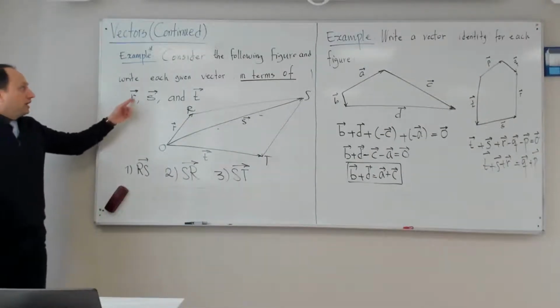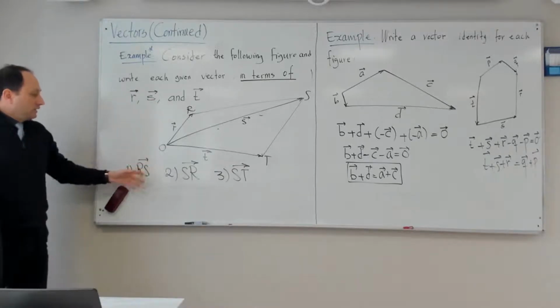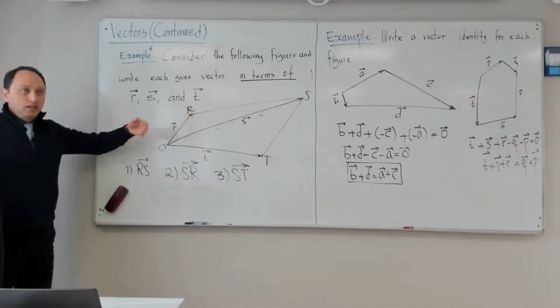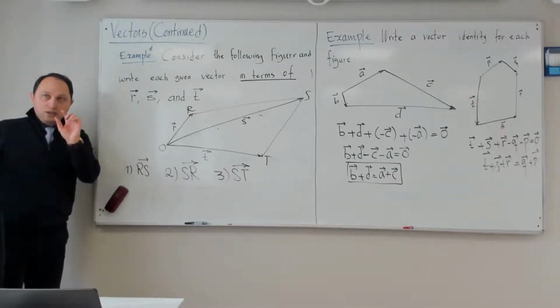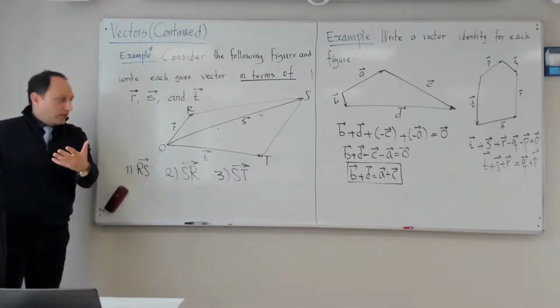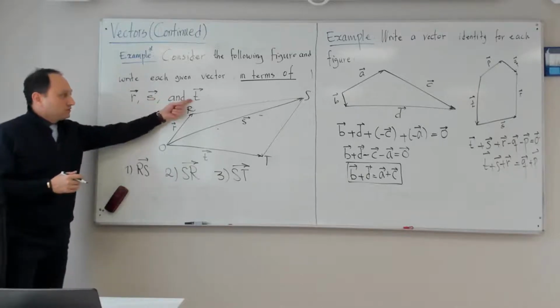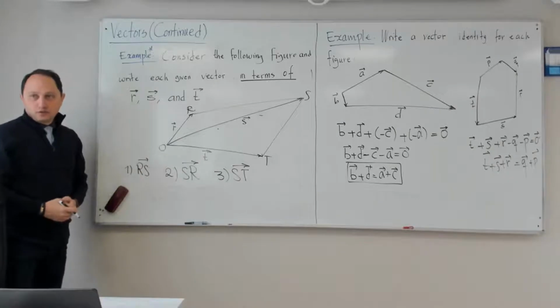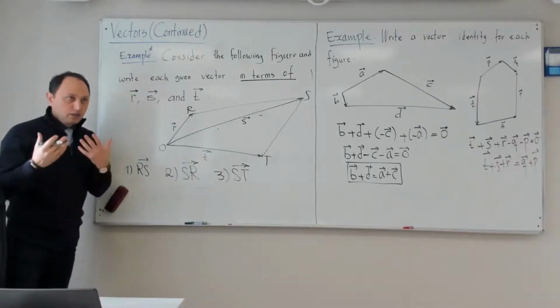So when I say write each one of these vectors in terms of R, S, and T, it means write an equality for me so that if I give you these vectors, you put them in that equality and I get my answer for this. This is the meaning of writing in terms of something.